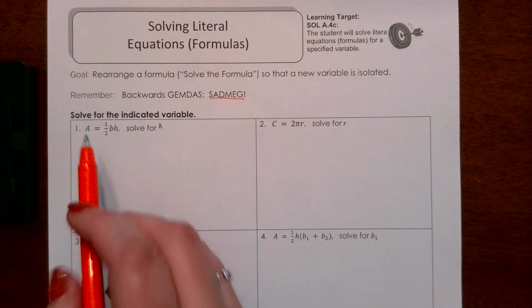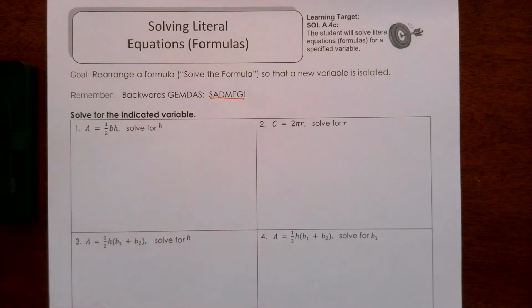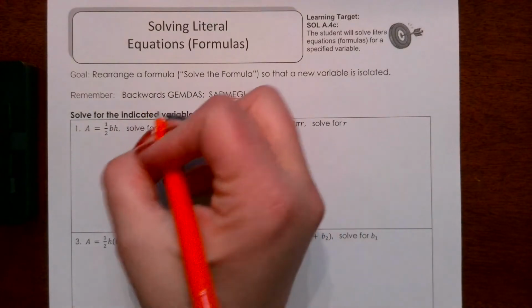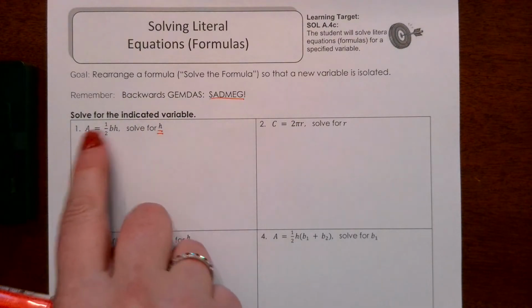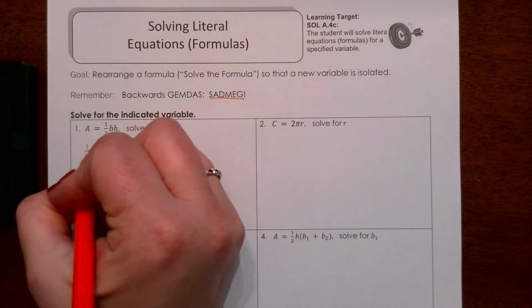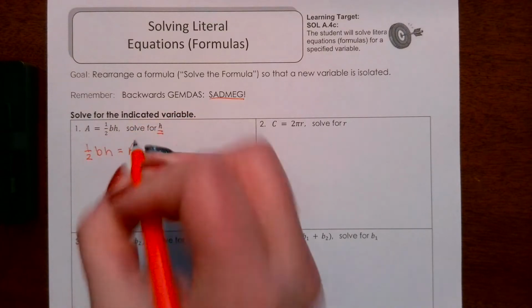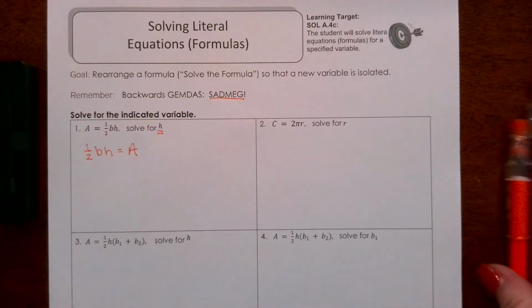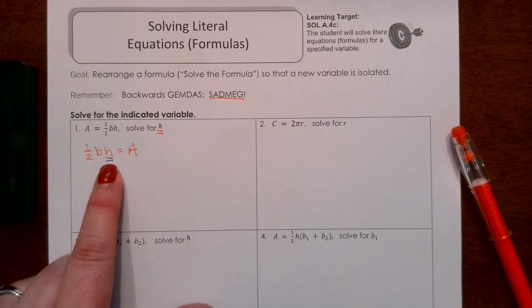So here we have A equals 1/2 times base times height. This is the formula for the area of a triangle. And we want to solve for h. First thing I actually like to do is just switch the equation so that the variable for which I am solving is over here on the left. It just makes me happy to have it on the left from the get-go. So I am solving for h.